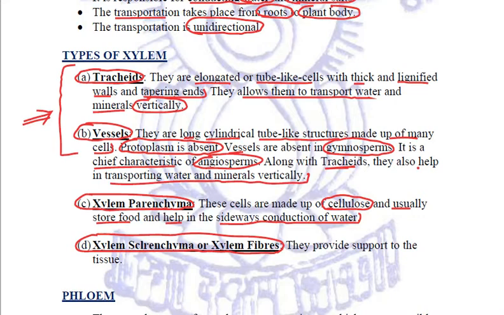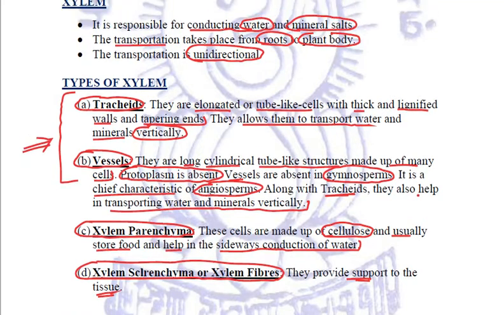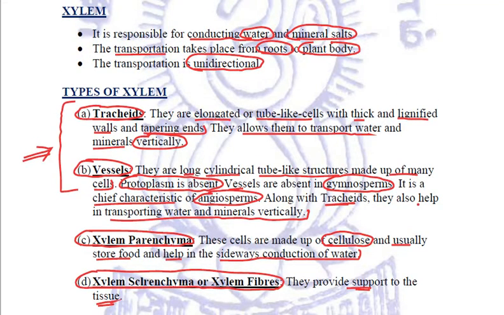Talking about xylem sclerenchyma or xylem fibers, their main function is to provide support to the tissue. So this is all about xylem. Number one, when we talk about xylem, we say that xylem are the type of complex permanent tissues which are responsible for conduction of water and mineral salts. The transportation in xylem is unidirectional from roots to plant body.